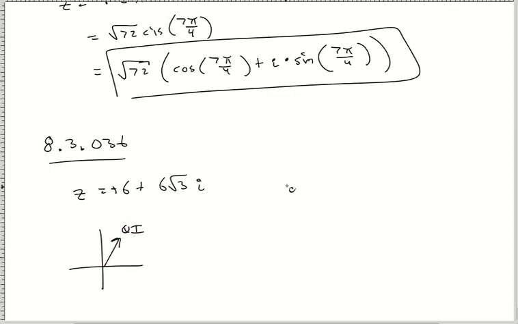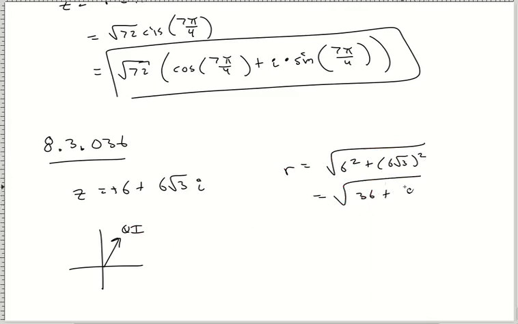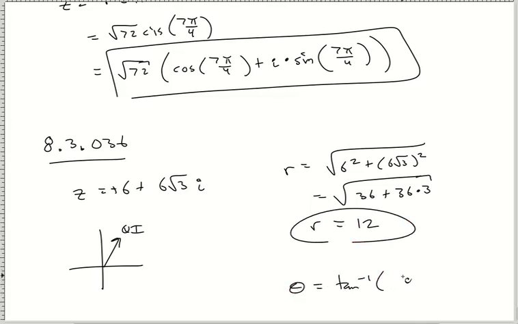So that's good. My r is going to be the square root of 6 squared plus 6 square root of 3 all squared. So 36. And then over here we got 36 times 3. That'd be good enough. And so I got 12 out of this guy, by the way. So r equals 12. My theta is going to be the arctan y over x.